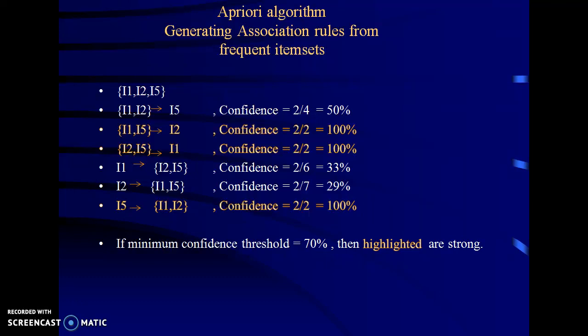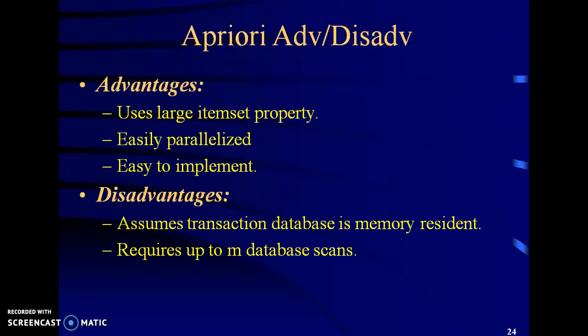Likewise, you will compute the confidence of all possibilities. Now, since our minimum confidence threshold is 70%, all these association rules which are highlighted are strong. I hope this concept is clear. This was a very simple example of the Apriori algorithm. Hope we'll solve some more examples in the next session.